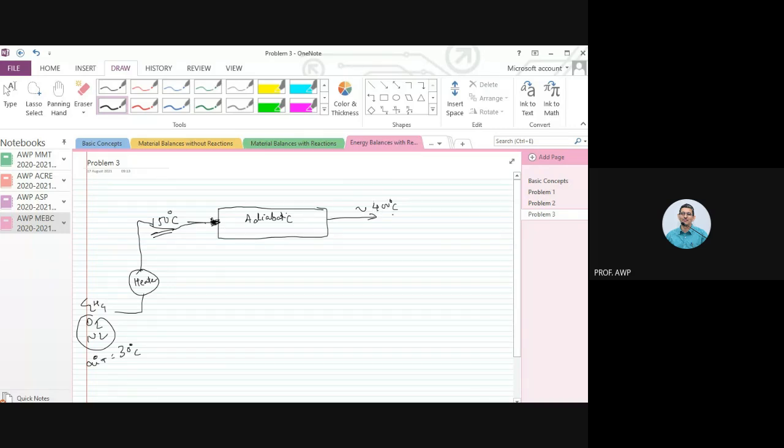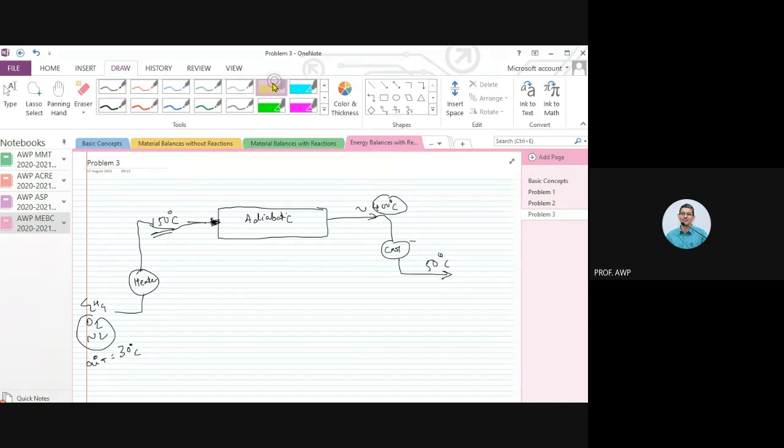Similarly, this 400 degrees centigrade gas contains this ethylene oxide. Now we want to recover this ethylene oxide, so we are going to cool this gas, right? So we are going to cool, and then we are going to take out this gas maybe at 50 degrees centigrade, so that we can recover ethylene oxide from it.